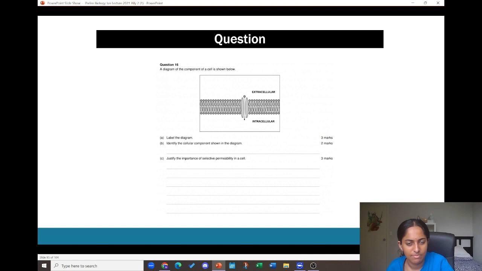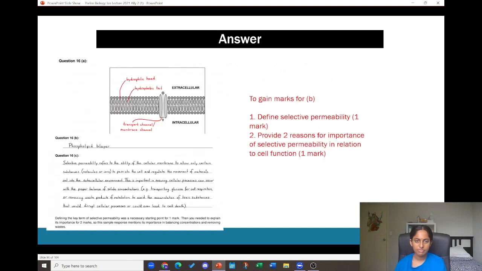The next question is having multiple marks. So this has shown you part of a cell and it's asked you to label the diagram, identify the cellular component, and justify the importance of selective permeability. So pause this video and have a go at the question. Hopefully you had time to do the question.